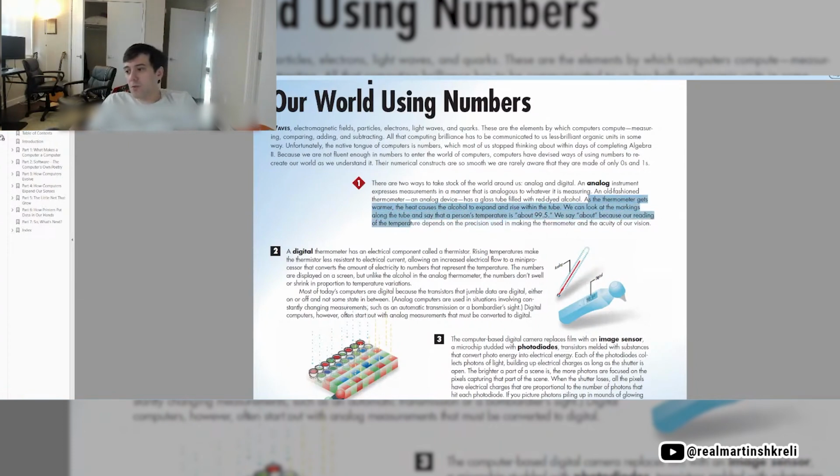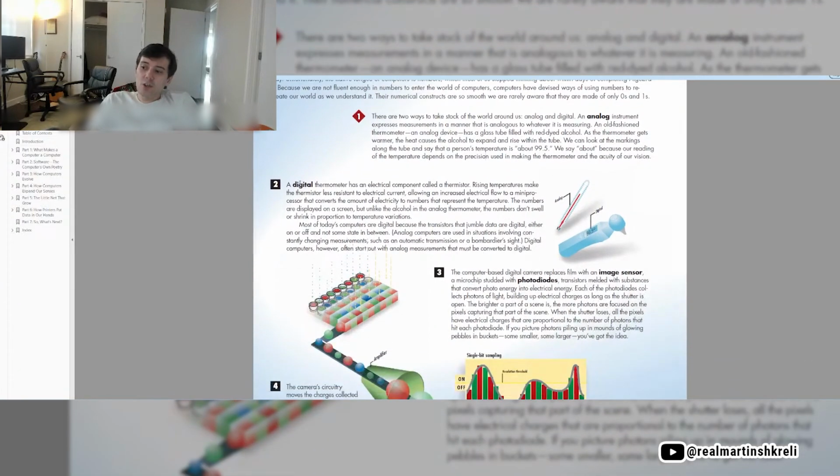We say about because a reading of the temperature depends on the precision used in making the thermometer and the acuity of our vision. A digital thermometer has an electrical component called a thermistor. Rising temperatures make the thermistor less resistant to electrical current, allowing an increased electrical flow to a mini processor that converts the amount of electricity to numbers that represent the temperature. The numbers are displayed on a screen, but unlike the alcohol in the analog thermometer, the numbers don't swell or shrink in proportion to temperature variations.